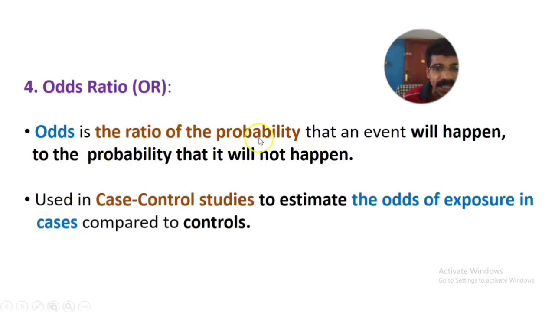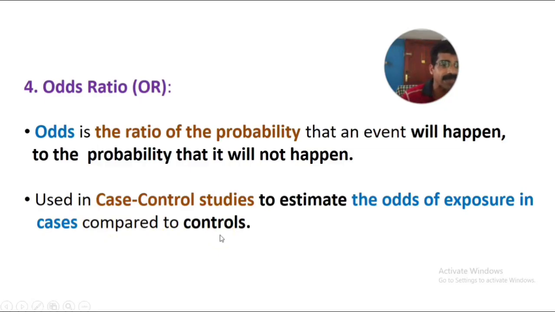So it is a ratio of the probability that an event, a disease, will happen to the probability, at the same time, that it will not happen. That means all who are exposed to a particular predisposing factor may not have the particular disease. That probability will be identified through odds ratio. Usually it is used in case control studies of the analytical studies, to estimate the odds of exposure in the cases when compared to the controls.